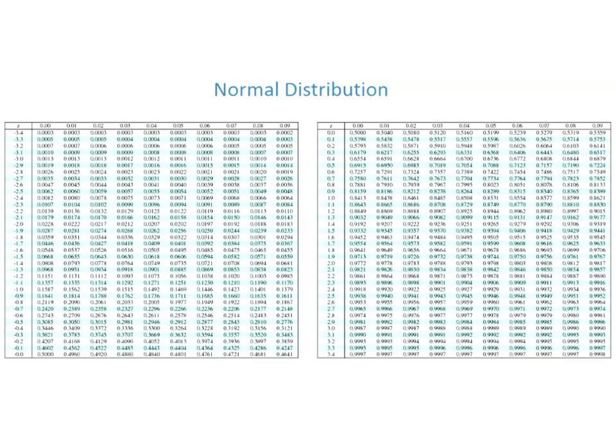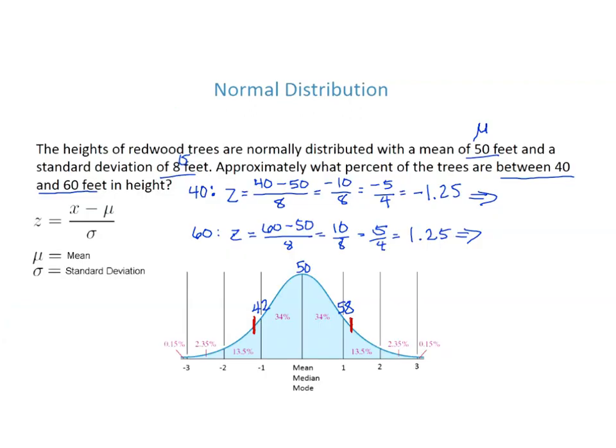So negative 1.2 is right here. And this is negative 1.20, 1, 2, 3, 4, 5. Right? And you can see the 5 up here too. So that would be negative 1.25. It's 0.1056.